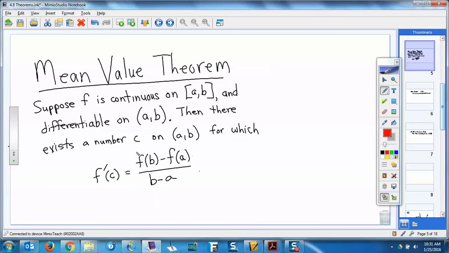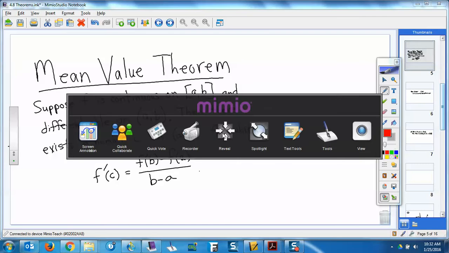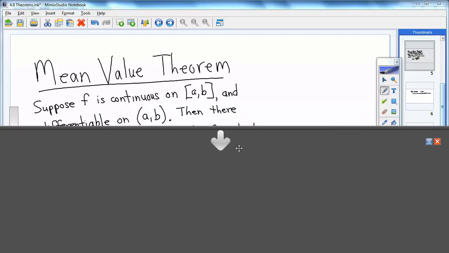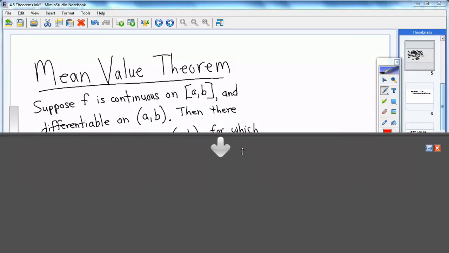All right, here's the new one right here. The mean value theorem. Now, as far as theory goes, probably the most important theorem in calculus. Okay? Most important result of things we do.